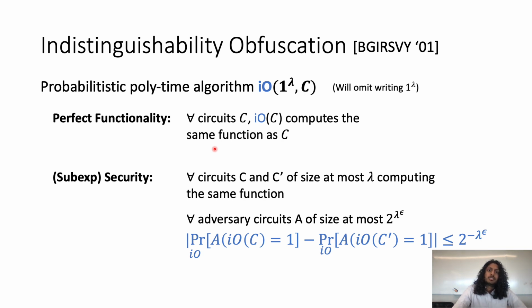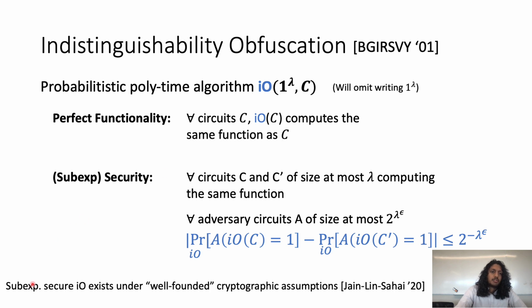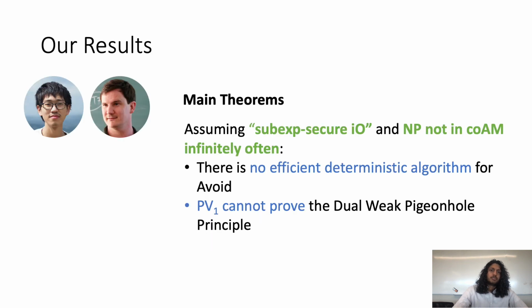The last thing I want to say about indistinguishability obfuscation is that there's a recent breakthrough work by Jain, Lin, and Sahai that showed that sub-exponentially secure indistinguishability obfuscation exists under well-founded assumptions. So this has now become a widely believed assumption in cryptography. Just to recap our results, we show that assuming the I/O that Jain, Lin, and Sahai show exists under these well-founded assumptions, and basically NP not equal to co-NP, you get the two consequences about Avoid and about PV1.